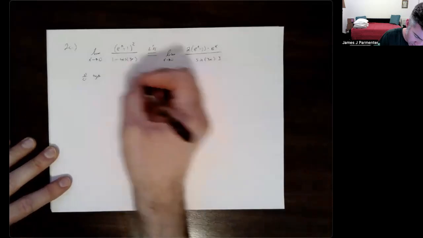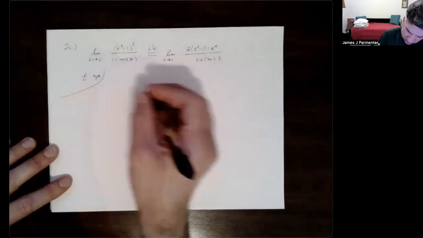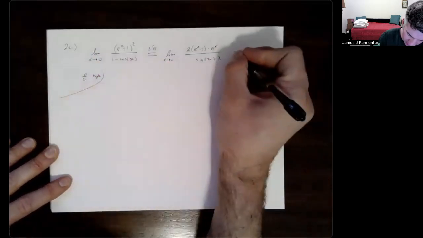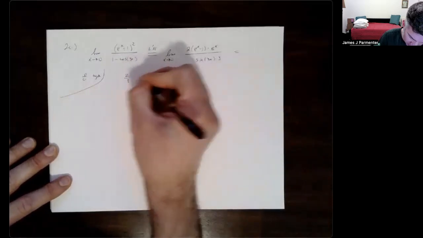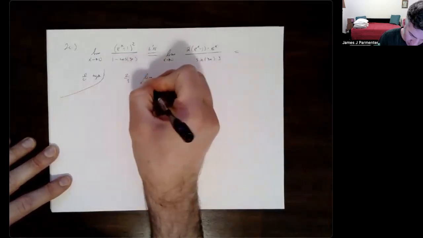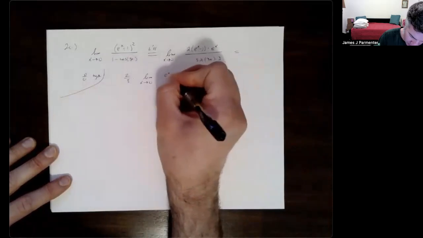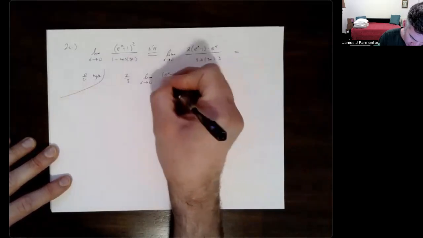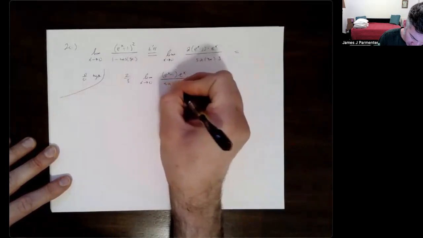He does factor out the 2/3, which is totally fine. So you could rewrite this limit as 2/3 times the limit as x approaches 0 of (e to the x minus 1) times e to the x over sine of 3x.